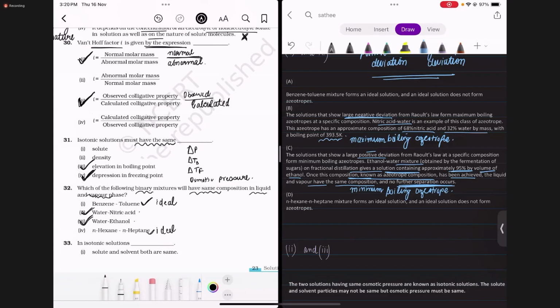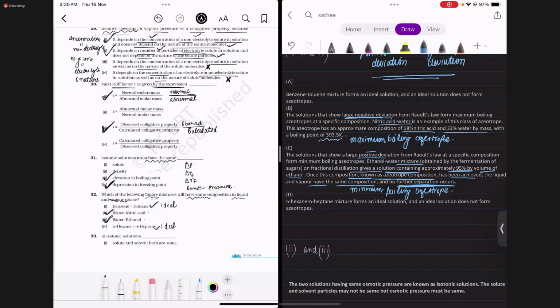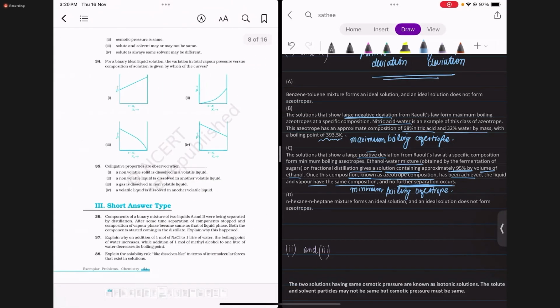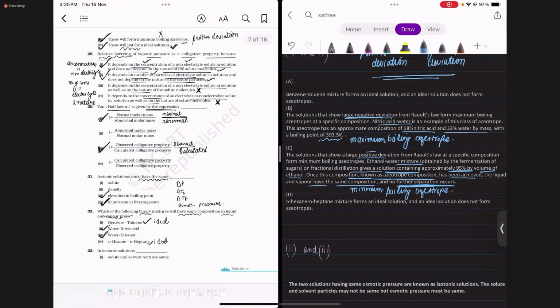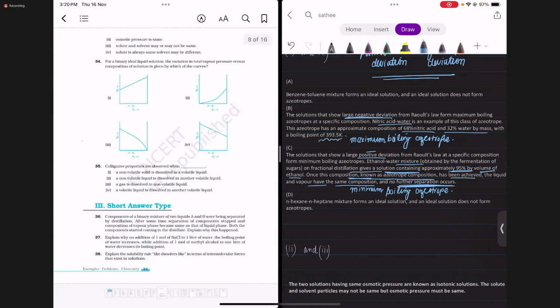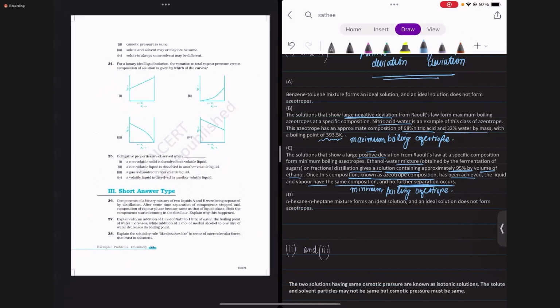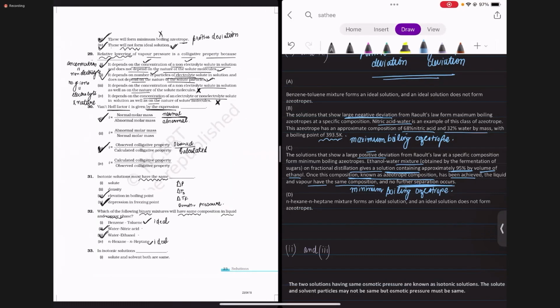that is, in isotonic solutions what are the correct options. तो isotonic solutions में क्या क्या होता है? Solute and solvent both are same. Osmotic pressure is same. Solute and solvent may or may not be same. Solute is always same. Solvent may be different. तो इसमें से क्या क्या सही है for an isotonic solution?